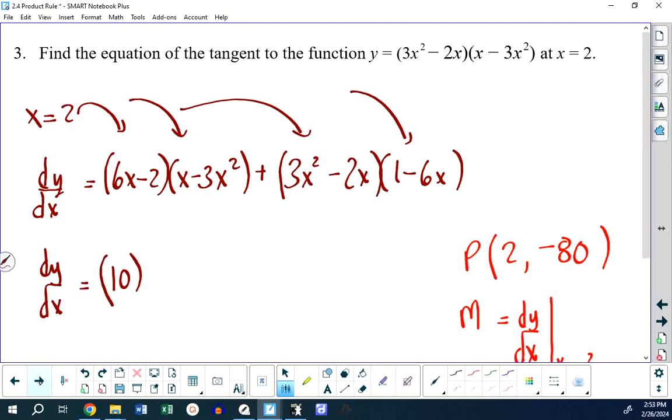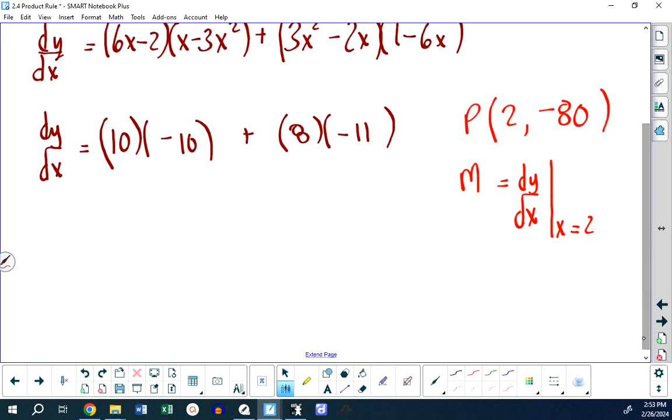Six times 2 is 12, minus 2 is 10. I already figured this out. I believe this was negative 10. I figured that out as part of finding y. I think I also figured this out. This is 8. So I'm just putting 2 in for x. Negative 11. 8 looks like he's had a few too many drinks and he's kind of leaning a bit there, but you get the idea. So now we have to figure that out. That's negative 188, I think. I'm pretty sure.